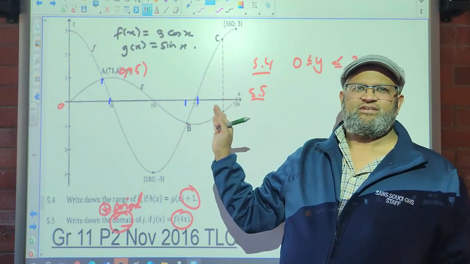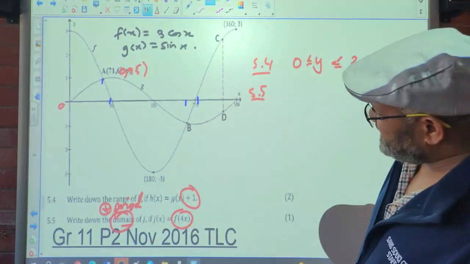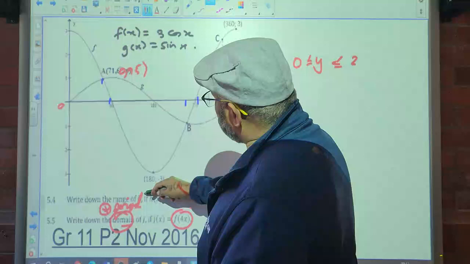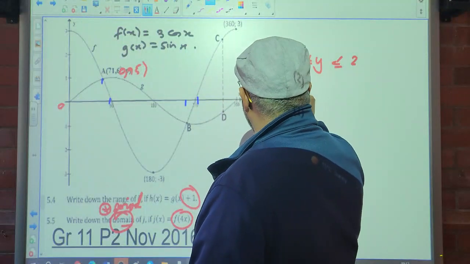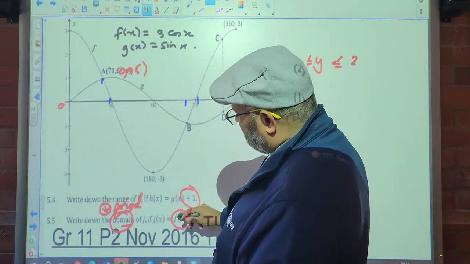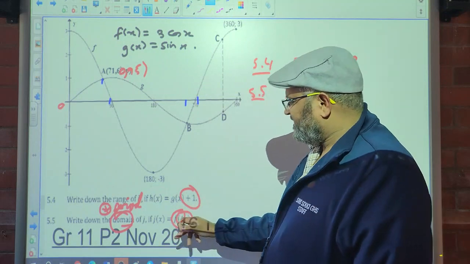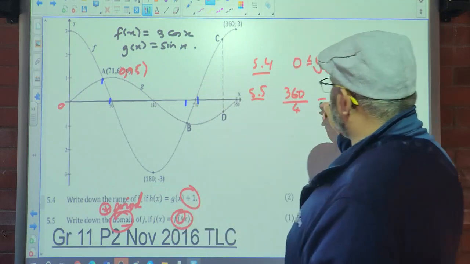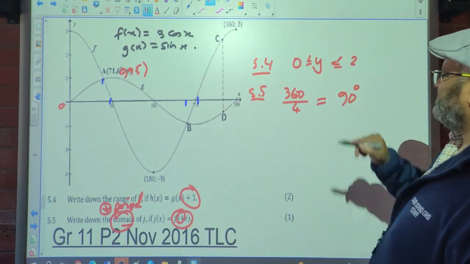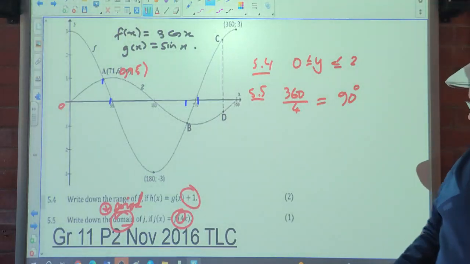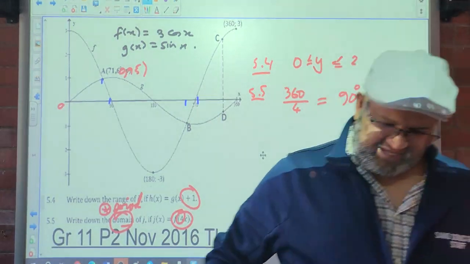You guys understand? But if you ask for the period of this f of x graph, it is 360. But since there's a 4 in front, I divide this by 4. So the period of the graph is 90. Okay? 90 degrees there.